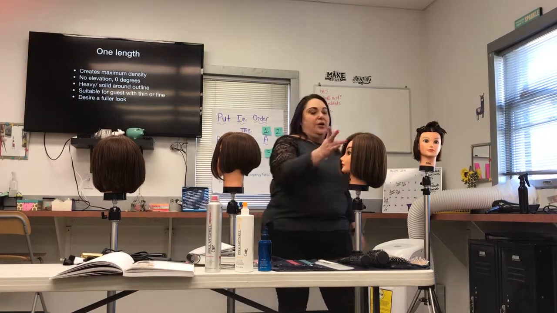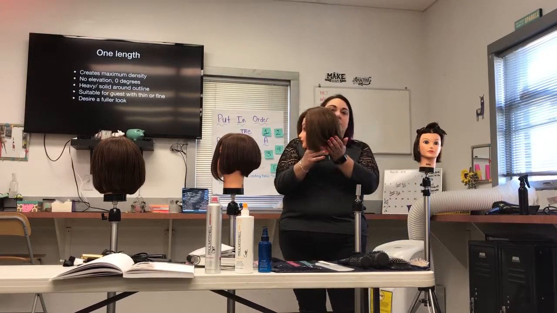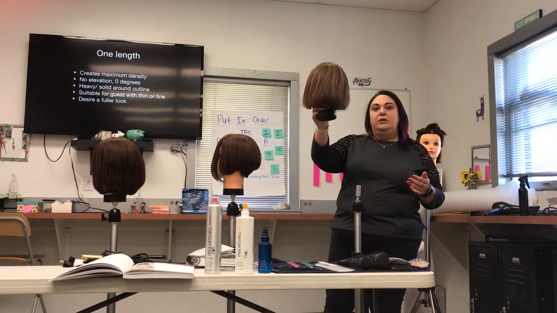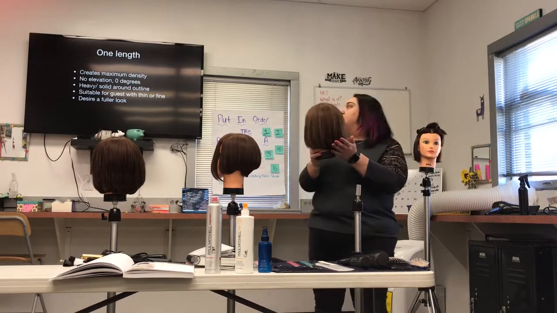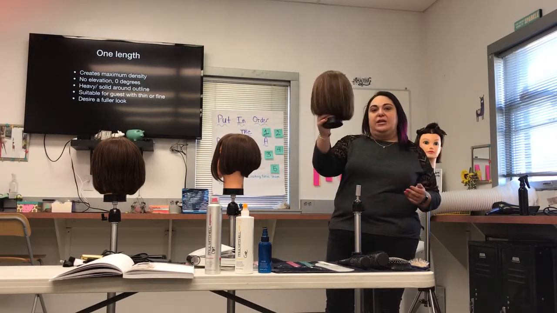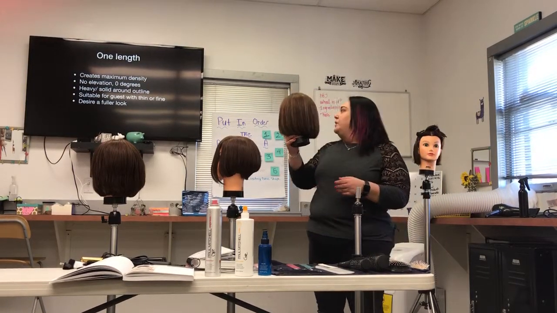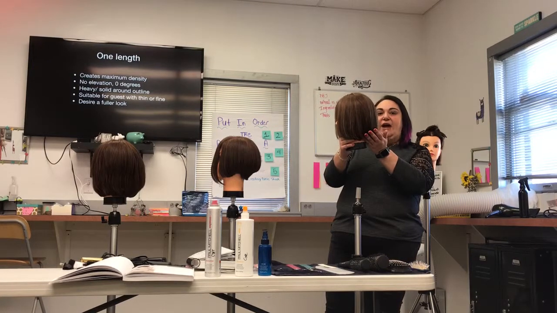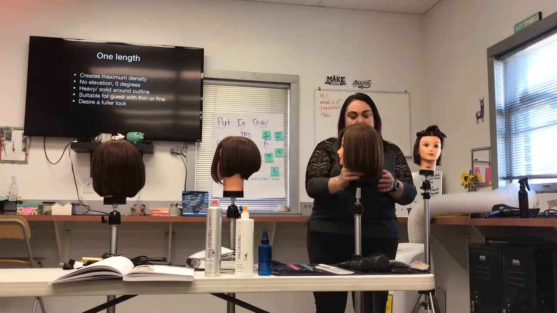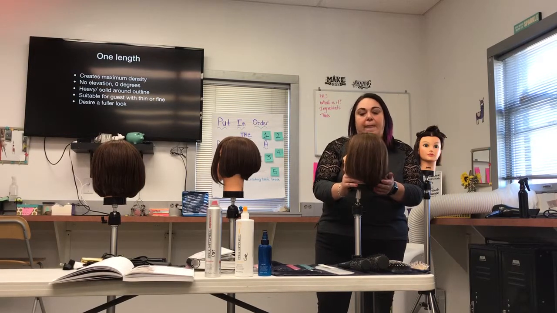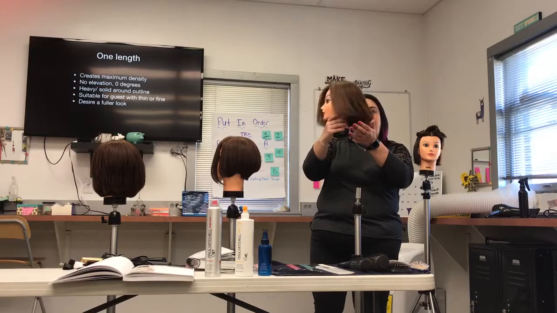So when you look at this haircut, what do you see? Do you see a buildup of weight? Do you see not too much movement? Correct. This is a one length. It creates maximum density. It has no elevation, at 0 degrees. It's heavy or solid around the hairline, and it's suitable for guests with fine or thin hair who desire a fuller look. As you can see, as we move this mannequin around, it doesn't have very much movement throughout the bottom.